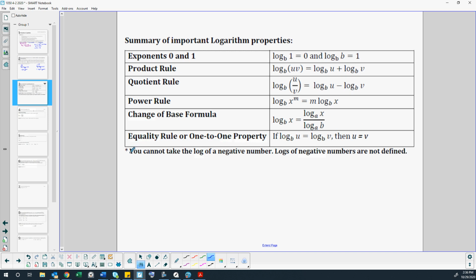One thing to just remind you of, based on the domain that we talked about last time, is that you cannot take the log of a negative number. Logs of negative numbers are not defined. So your calculator won't do it, and you shouldn't either. And in fact, we should be careful to check to make sure that solutions are not going to cause us to take the log of a negative number.